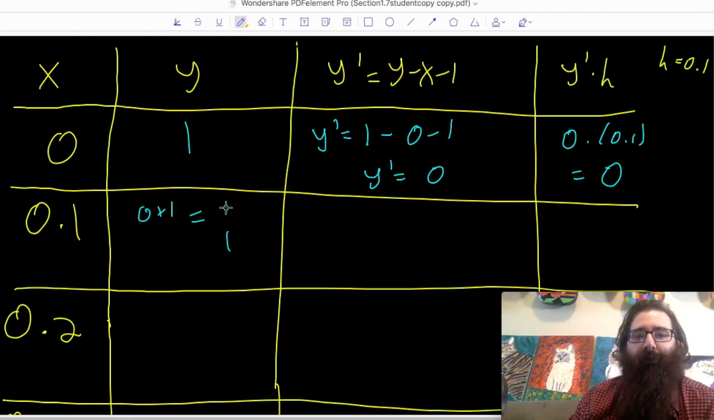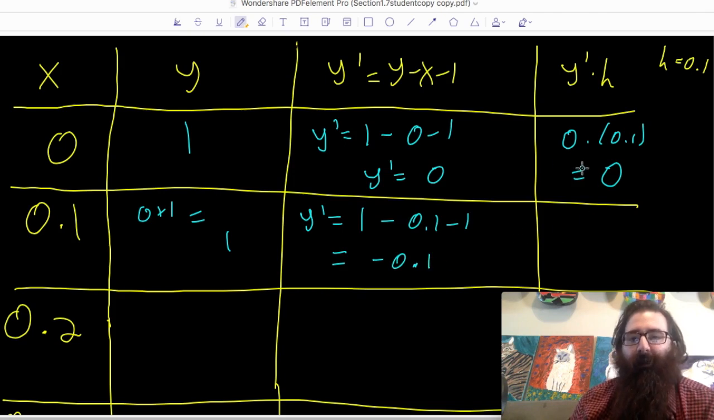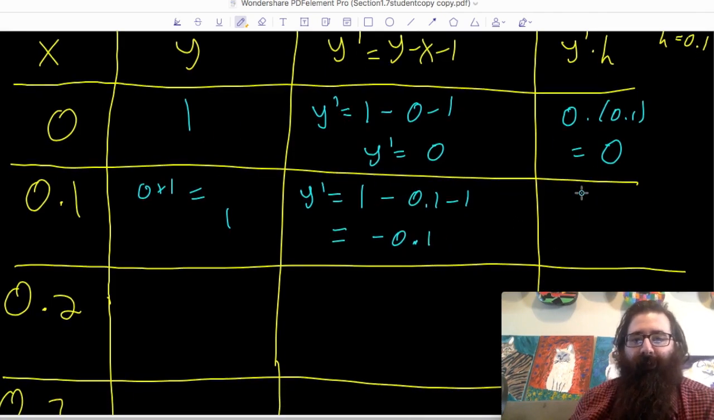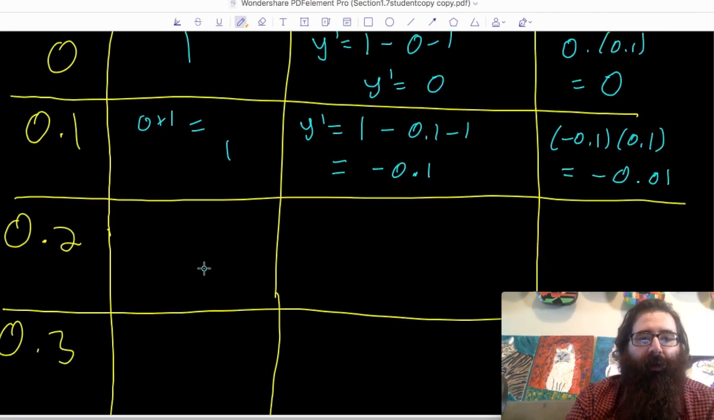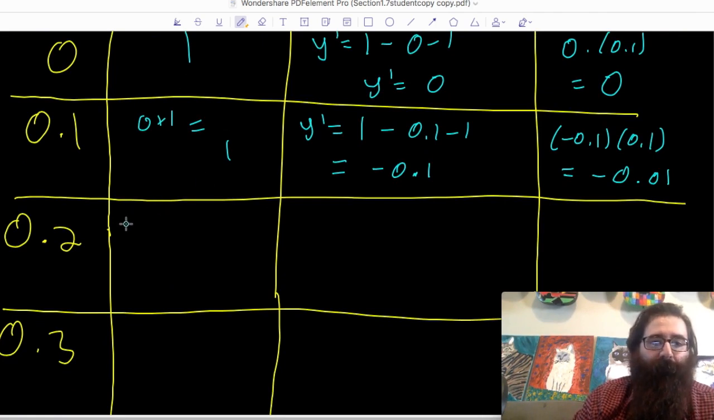So let's take a look at this next row. Plugging into y prime, we get y, which is still 1, minus x, which is 0.1, minus 1. Here 1 minus 1 is going to cancel. We get negative 0.1 for y prime. And we go into the next cell where we want to multiply by h. Negative 0.1 times 0.1 is going to move the decimal, so we get negative 0.01. Now I want to add this to my y value, so negative 0.01 plus 1 gives me 0.99.